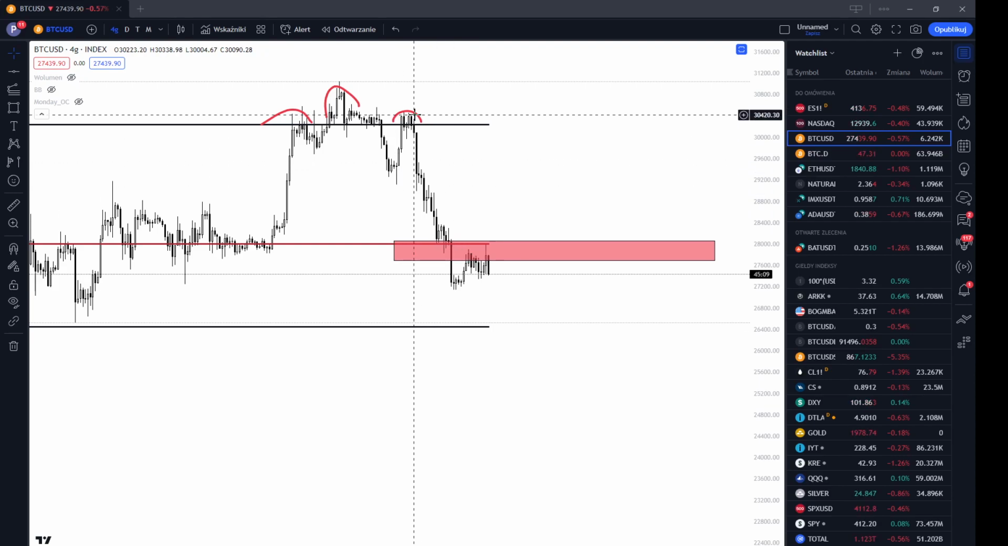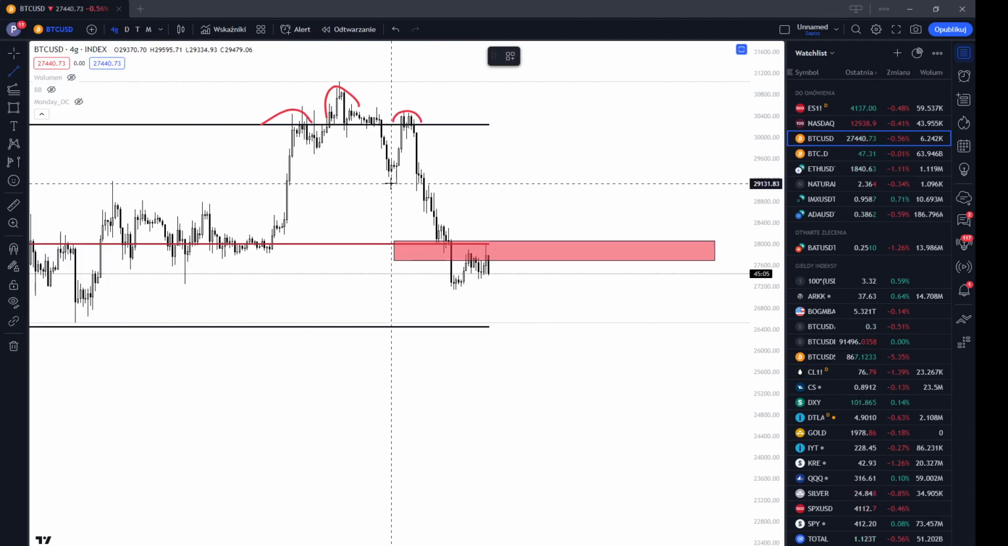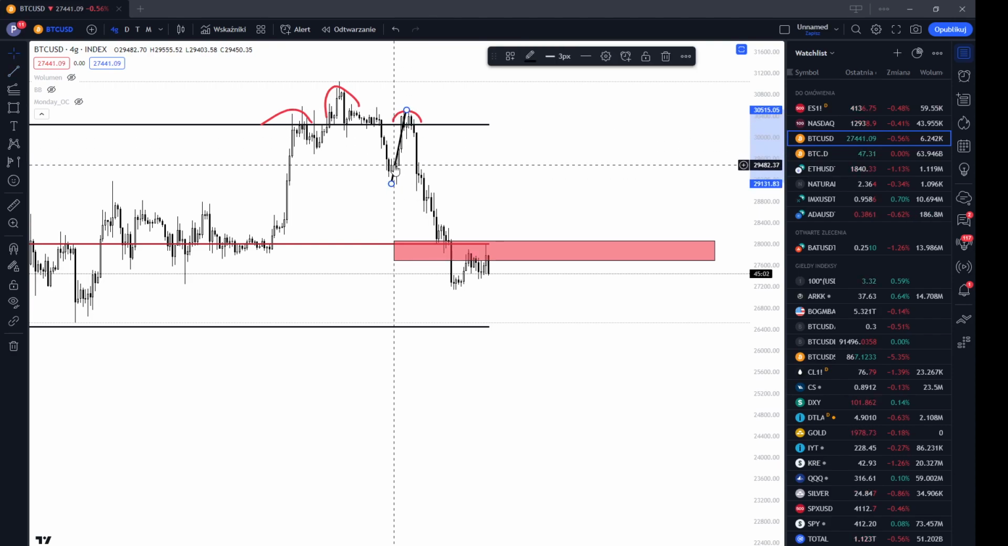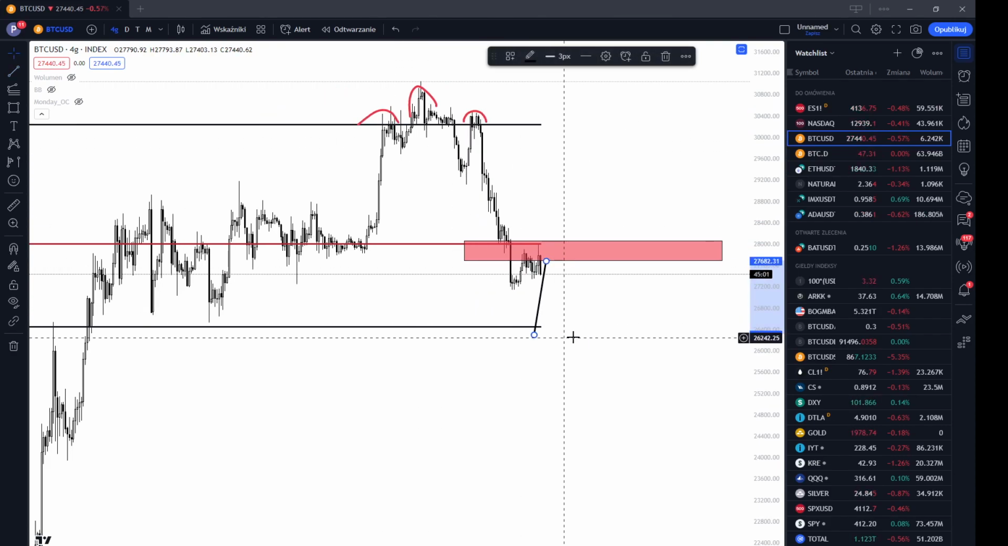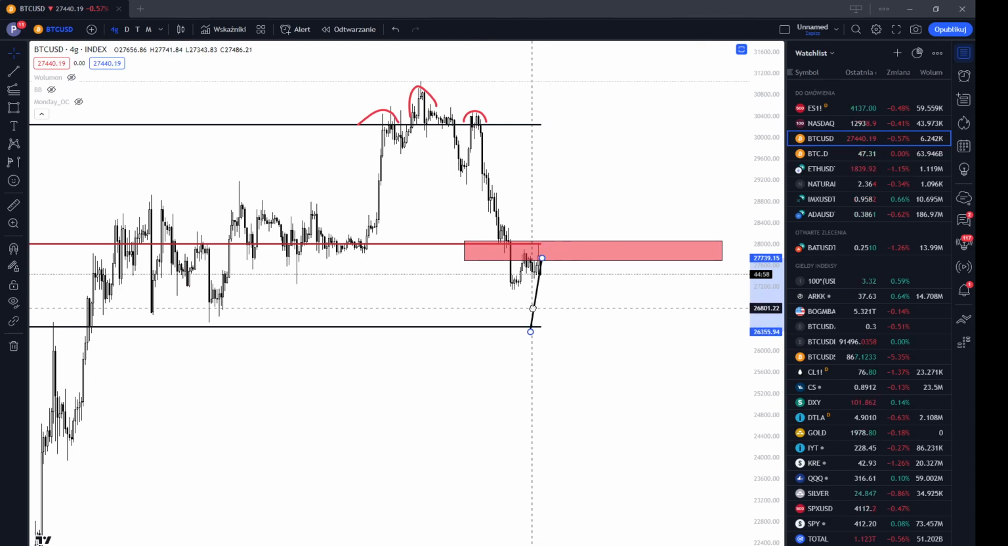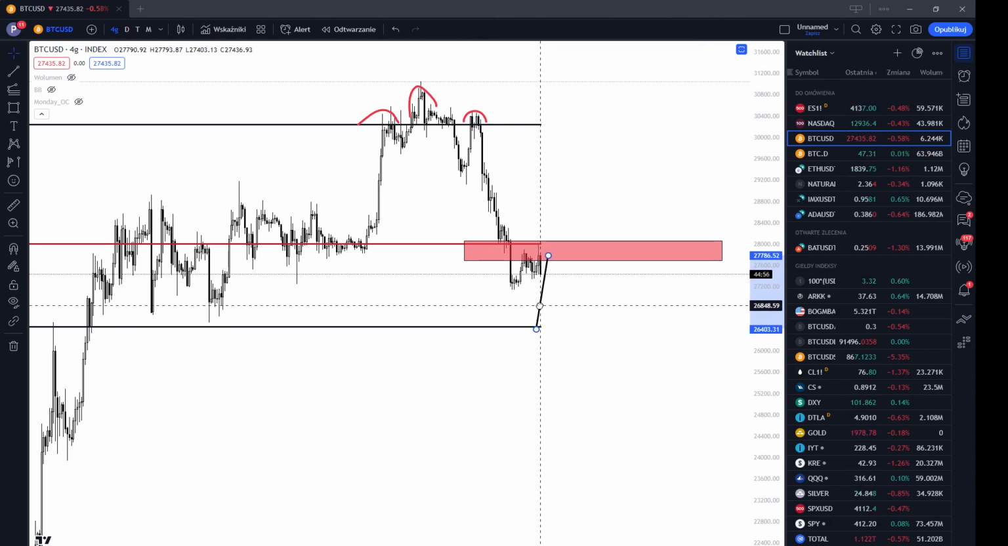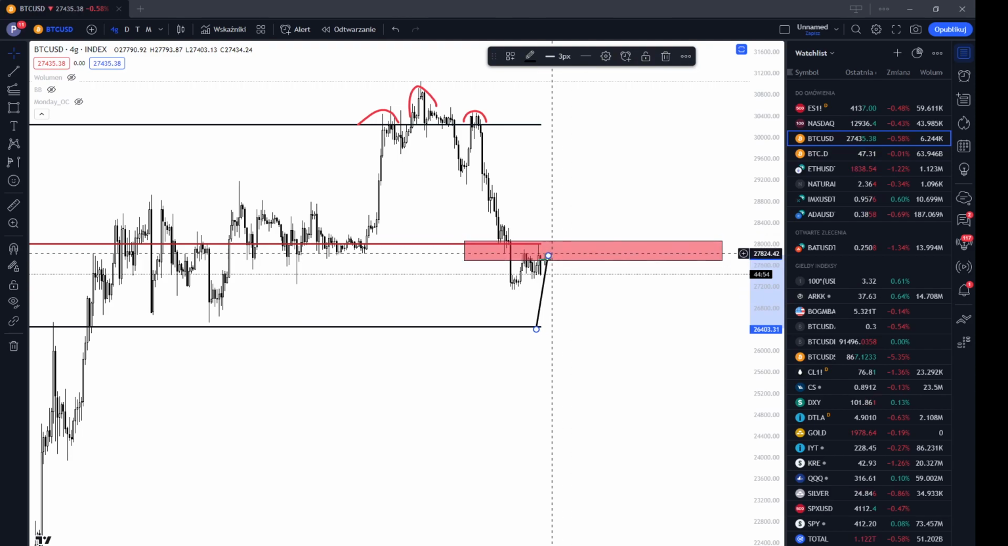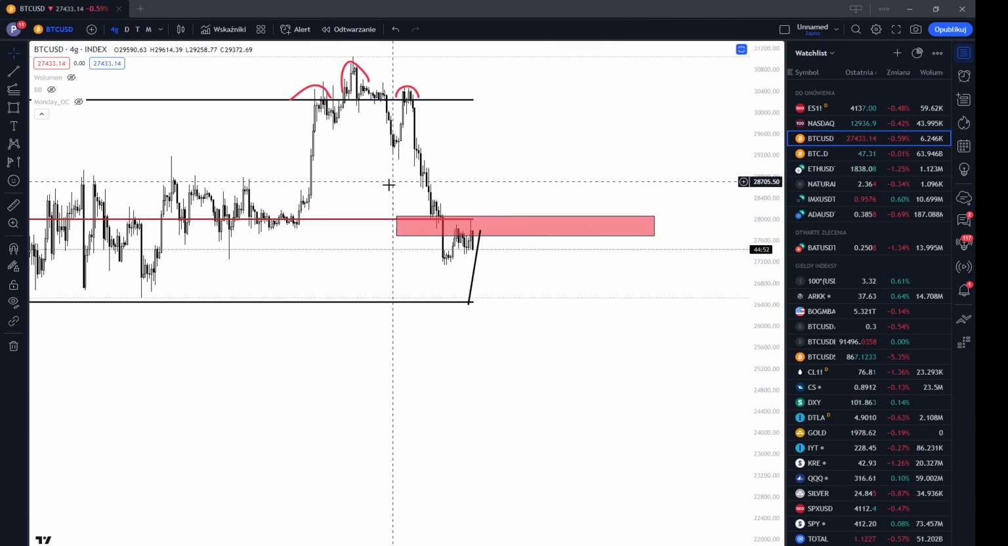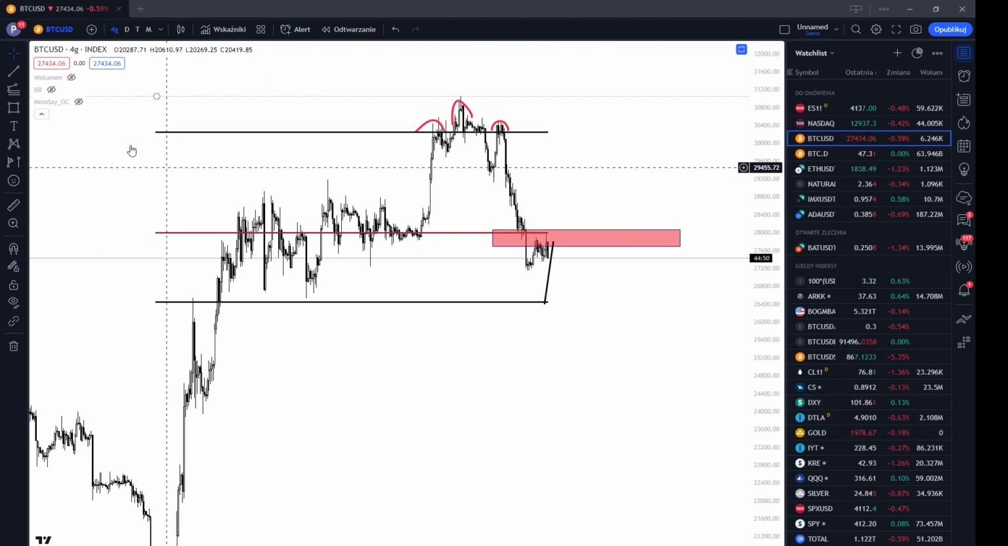So it's above the length of this correction here. If I take it from here to here, and then let's say we bounce from here, this would be our short area. So I expect we will go down.